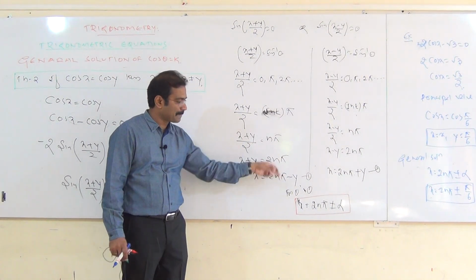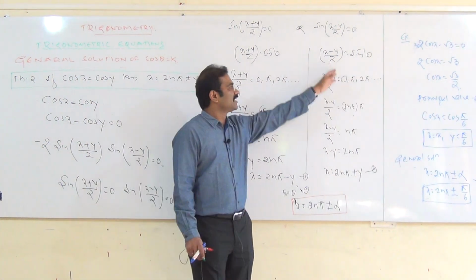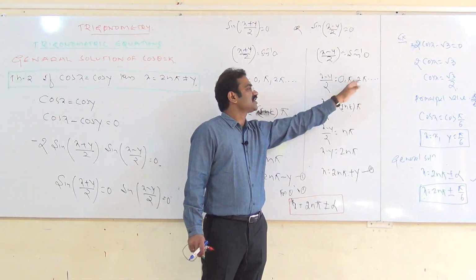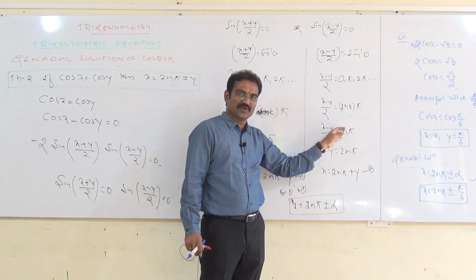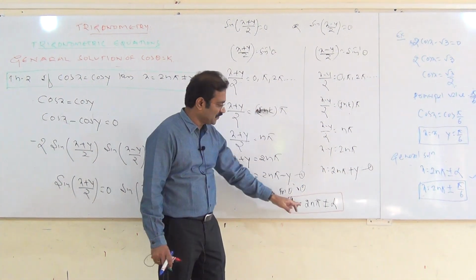I want x minus y. Here also the same. For what value is it 0? The same, integral multiple of pi, 2n pi plus pi. Combining these two, we get this answer.